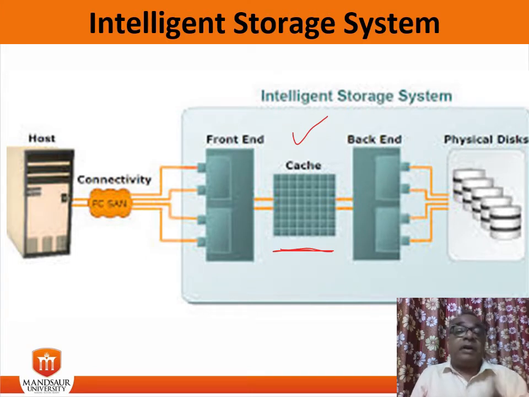Now, this is the front end. So what is the front end? The front end provides the interface between the storage system and the host. It consists of two components: first is the front end port and another is the front end controller. The front end has redundant controllers for high availability, and each controller contains multiple ports, enabling a large number of hosts to connect to the intelligent storage system.